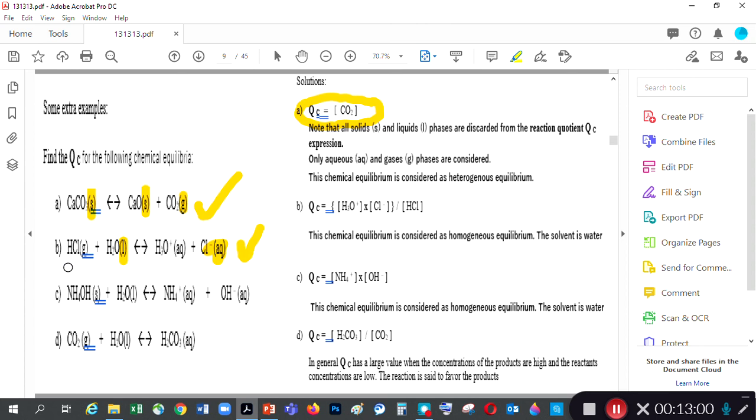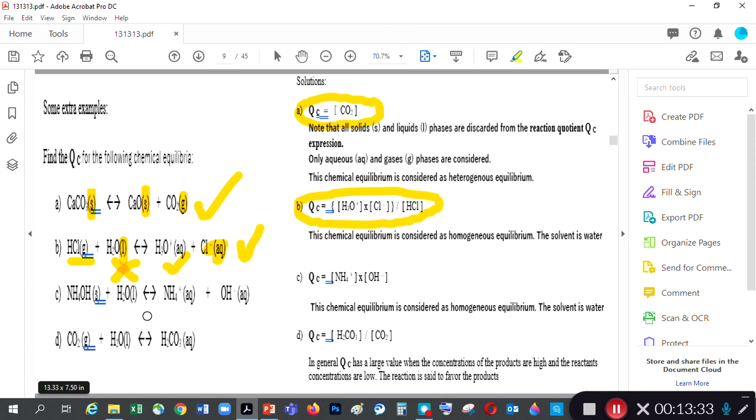Let's look at the second question, the second equilibrium. We have gas, that's good, we can consider it. H2O liquid, no, that's not the case, we can get rid of it. Aqueous, that's good, we can consider it. So there will be the products, which are the hydronium ion multiplied by the chloride ion, over the HCl gas. Those are aqueous, over the gas. So this is for B.